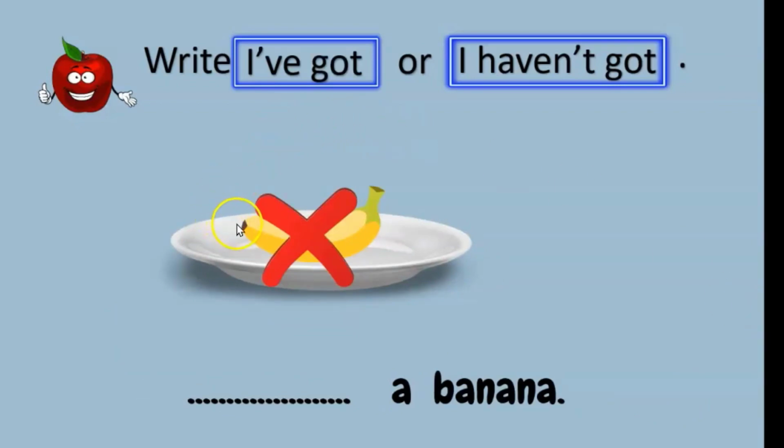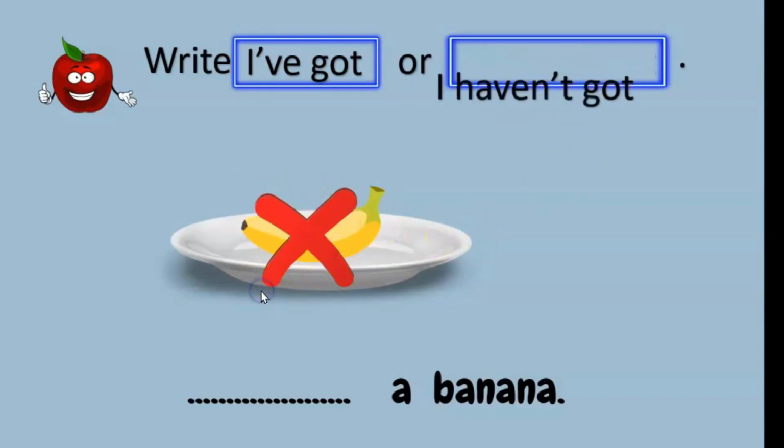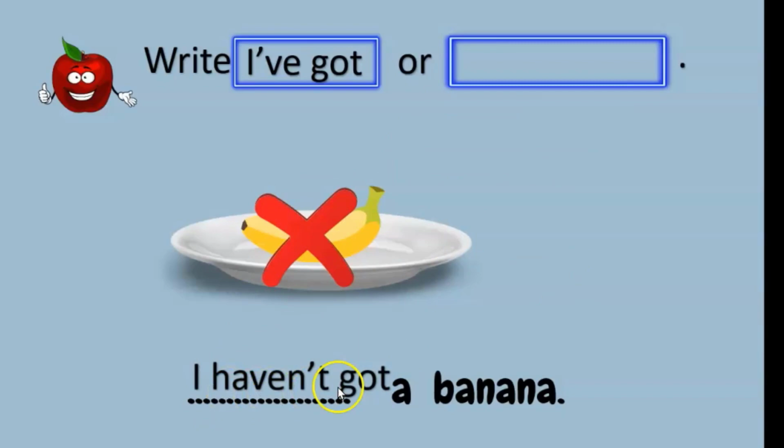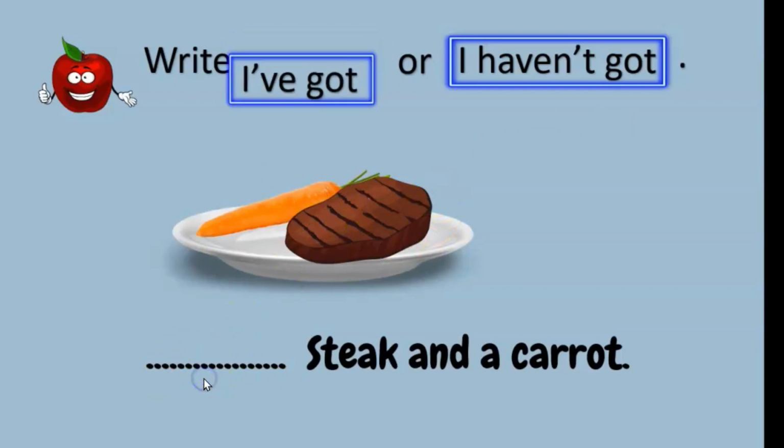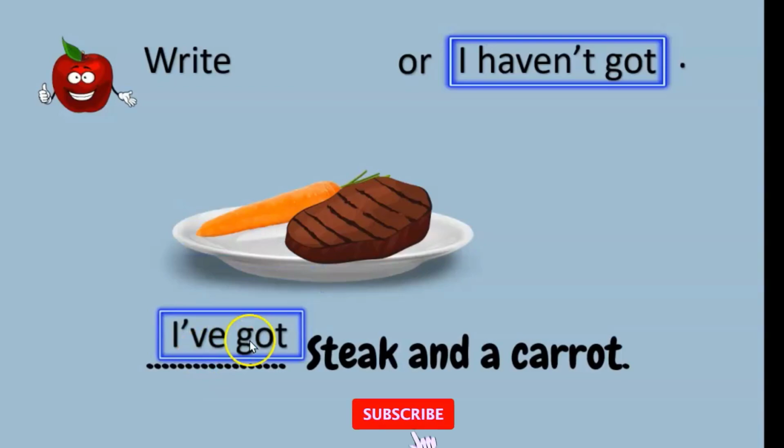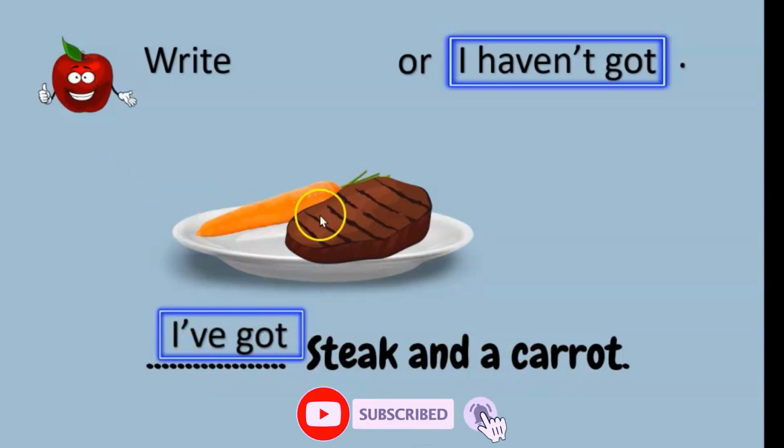Number 2. You see the cross. So I've got or I haven't got? I haven't got a banana. I've got or I haven't got a carrot and steak. So the answer should be, I've got steak and a carrot.